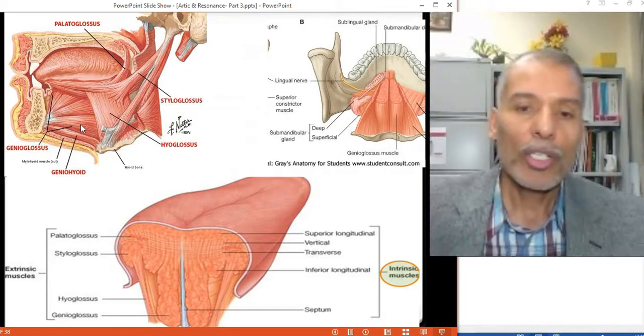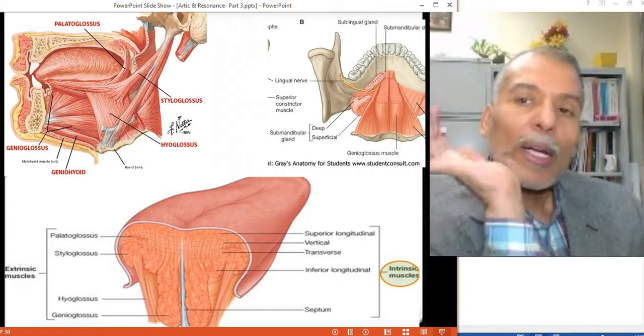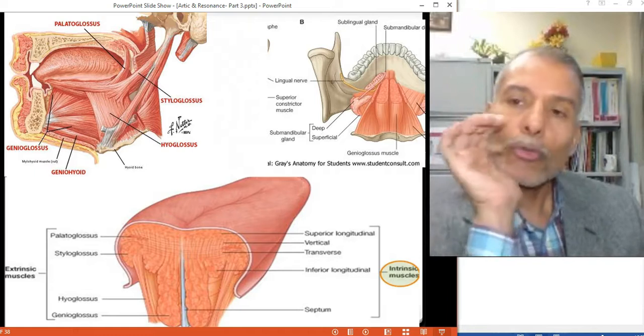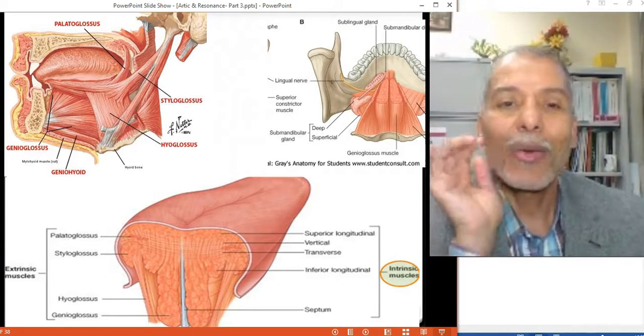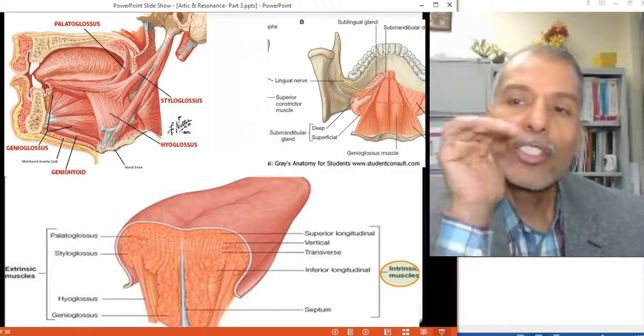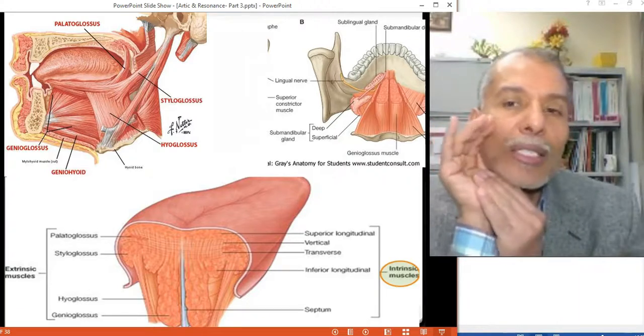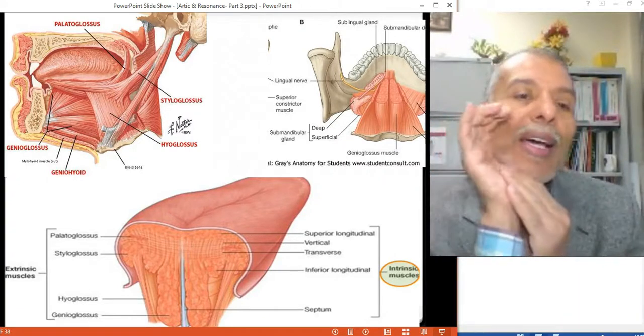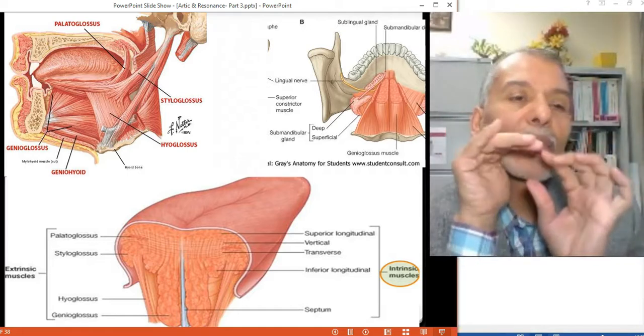in terms of speech. It enables us to protrude the tongue out of the teeth. Like when I say the, the genioglossus enables you to do that. Stick the tongue out between your teeth, and that's going to enable you to say the.